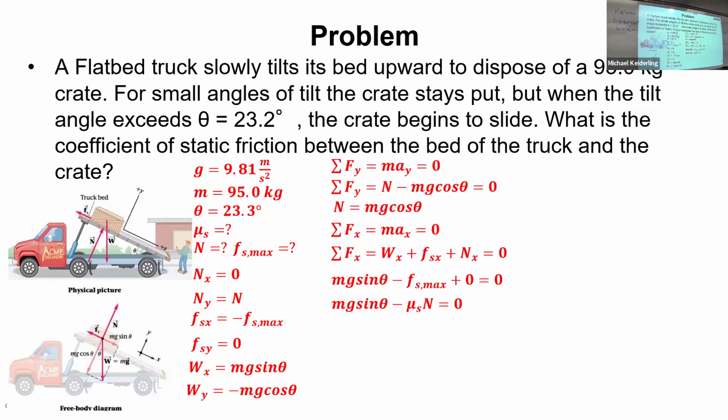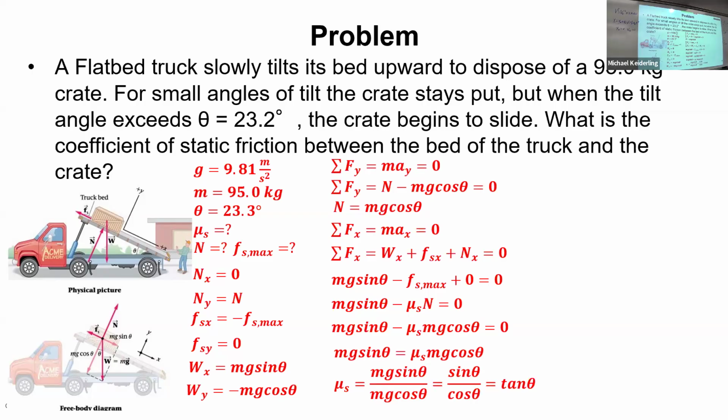F static max is mu static times the normal force. And so that's going to be mu static times mg cosine theta. That equals 0. So let's solve for mu static. mg sine theta equals mu static mg cosine theta. We'll divide both sides by mg cosine theta. Mu static is mg sine theta over mg cosine theta. mg cancels.